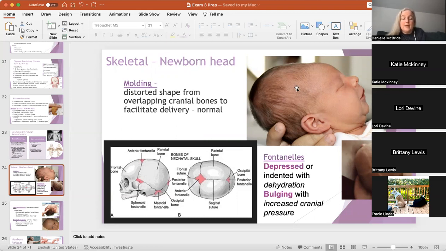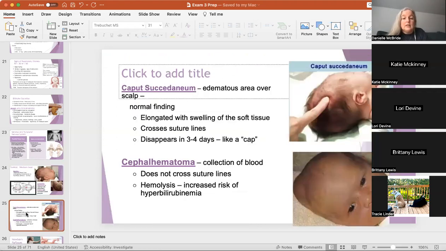So if you look at the top baby, you see how we have that elongated look of the head because the bones have moved to fit, and then that'll resolve, and then the baby's head will go back to being round. And so the other things that we can see, one is called caput, and the other one's called cephalohematoma.